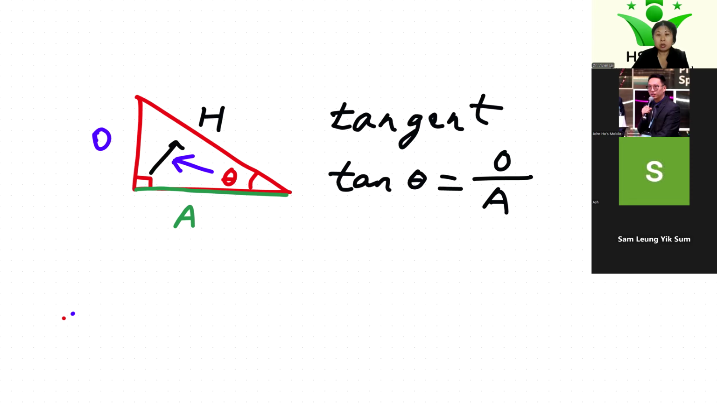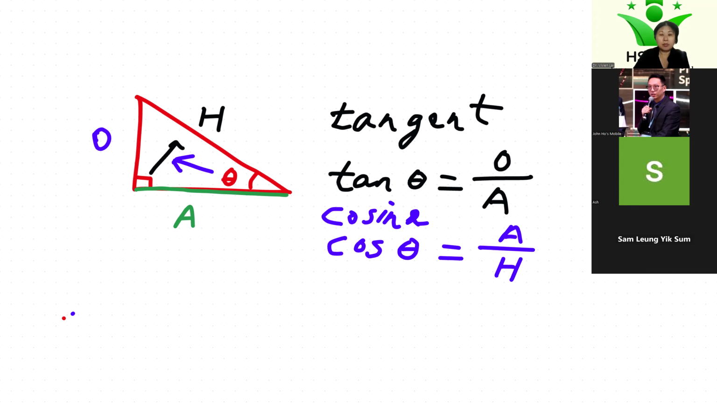Cosine theta. The long word is this. Cosine theta would be A over H. You need to remember, A over H. And the last one, sine theta. We just say sine theta would be equal to O over H.